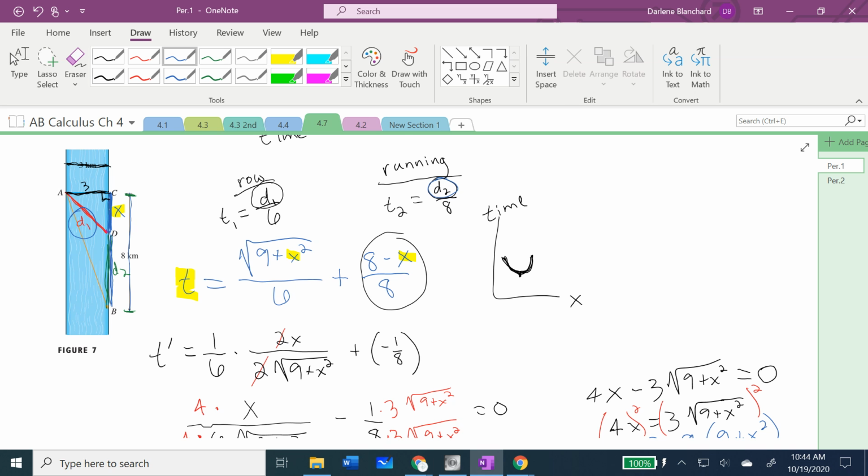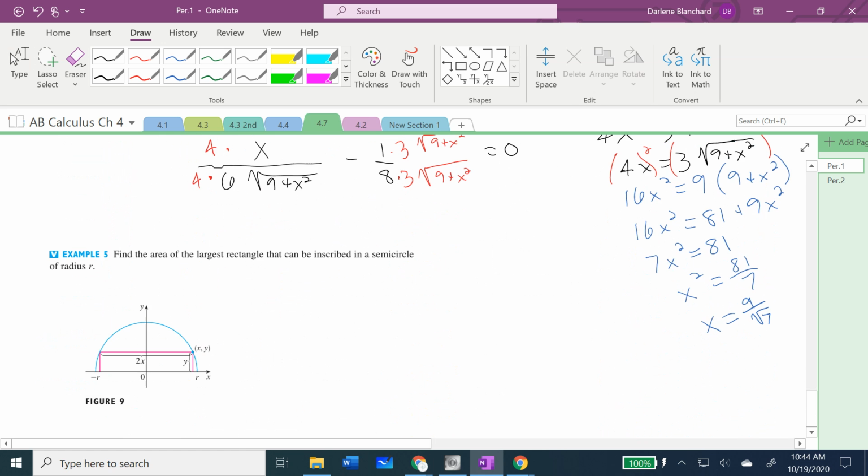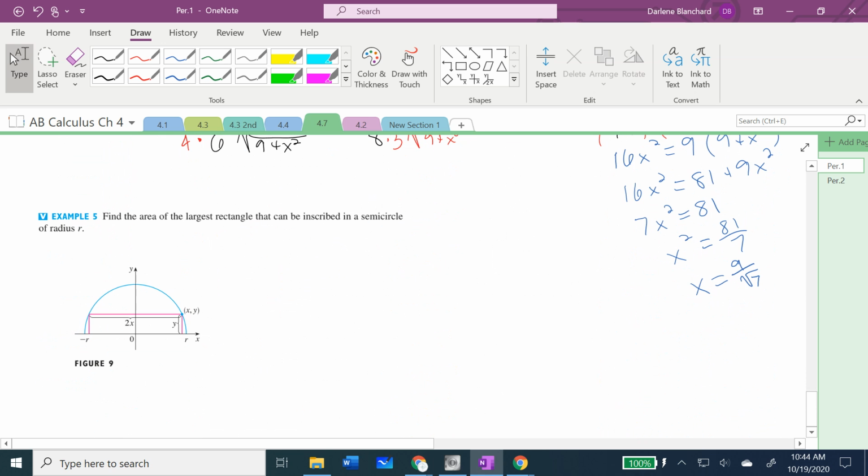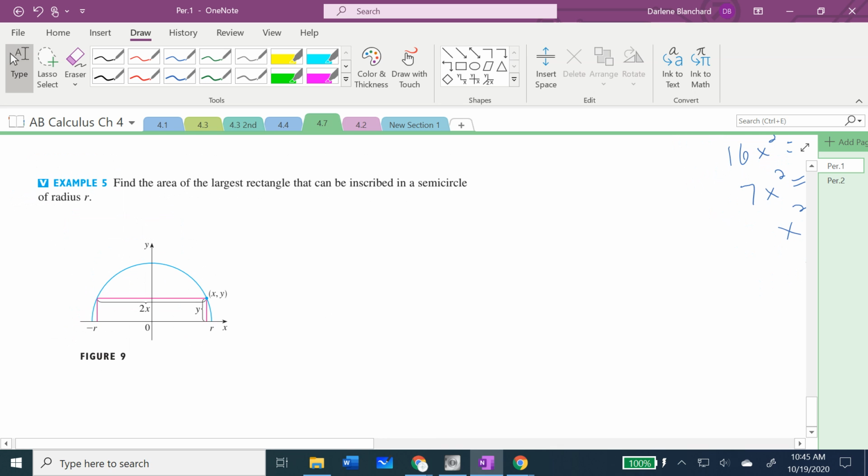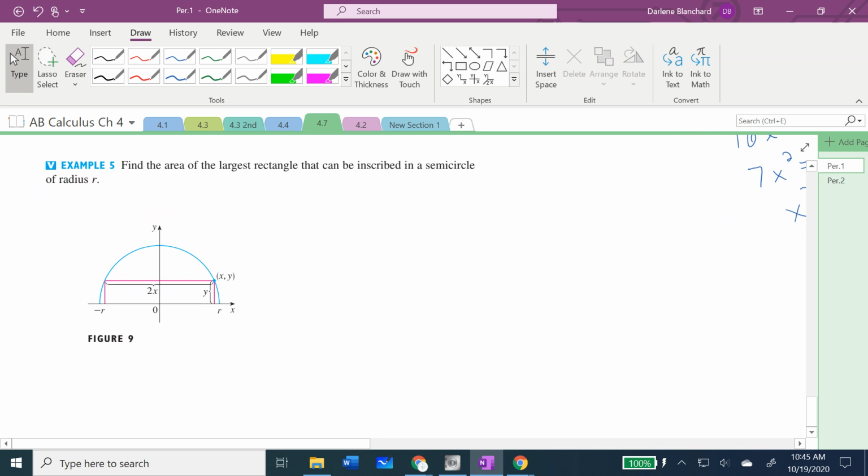So one more example, and we have 6 minutes, so we can do this. We need to find the area of the largest rectangle that can be inscribed in a semicircle of radius r, as you see in the diagram.